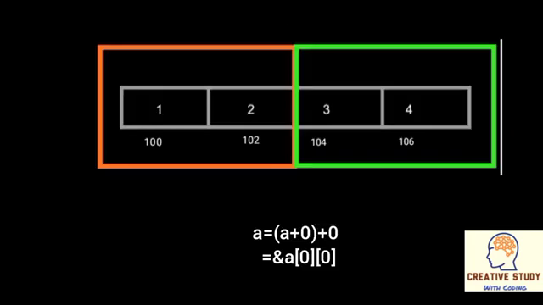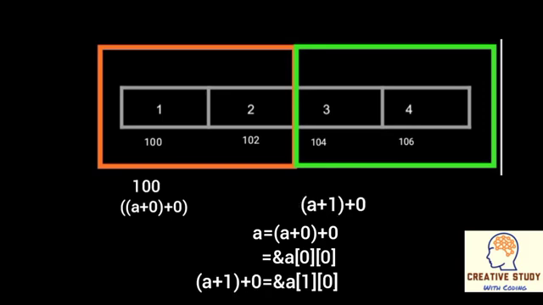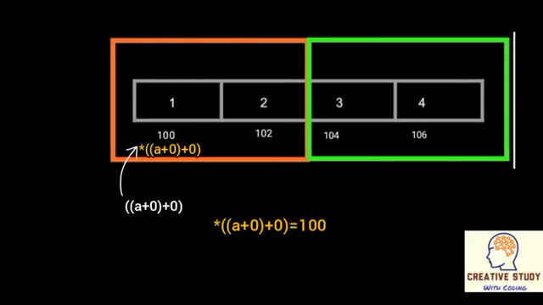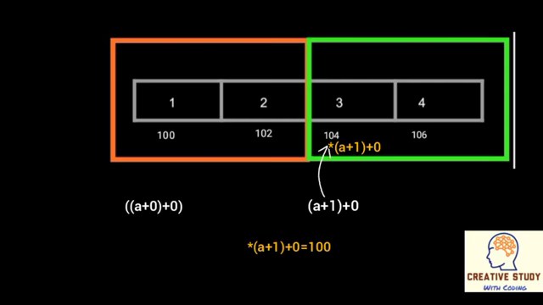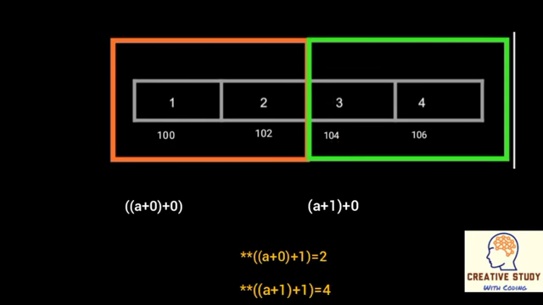So as per the definition, A or A plus 0 will be equal to the address of A00, that points to the first element of the first one-dimensional array, that is 100, and A plus 1 plus 0 will point to the first element of the second one-dimensional array, that is 104. So by putting an asterisk sign, we can go inside and get the address of the first element, and by putting another asterisk sign, we can get the value stored at this location. Similarly, by putting an asterisk sign, we can go inside and get the address of the first element, and by putting another asterisk sign, we can get the value stored at this location. In this way, the rest of the elements are accessed.